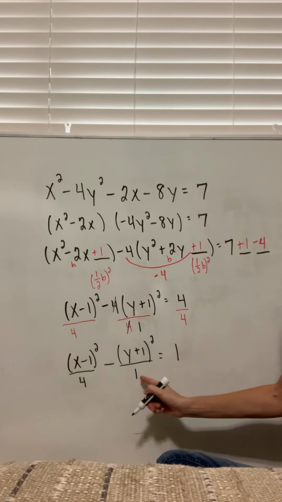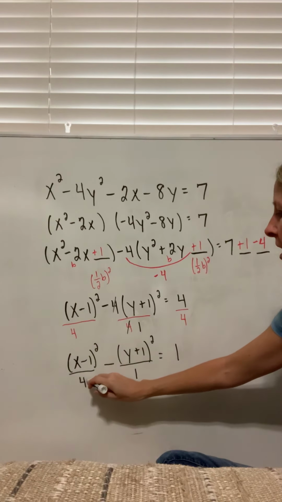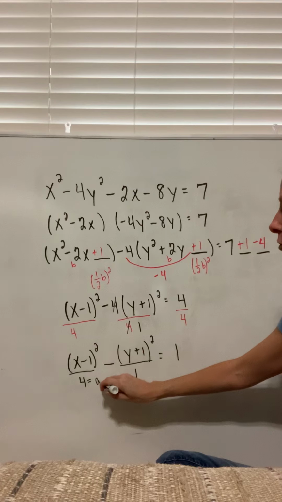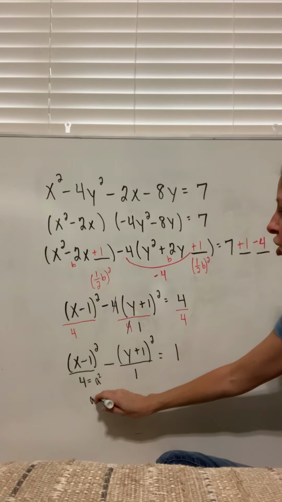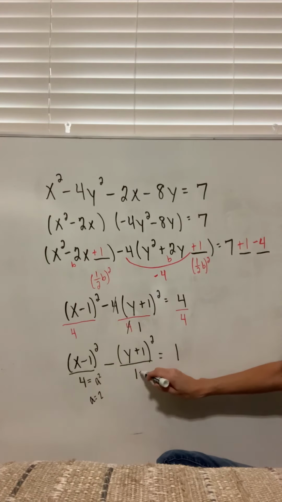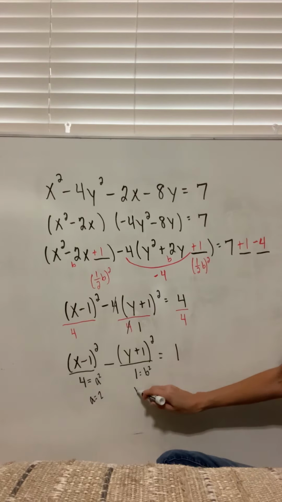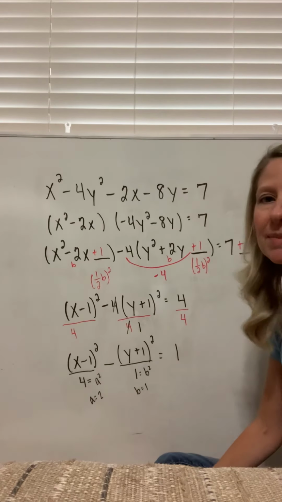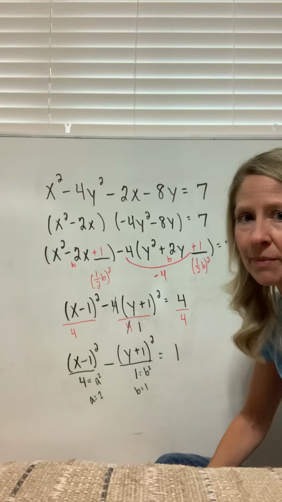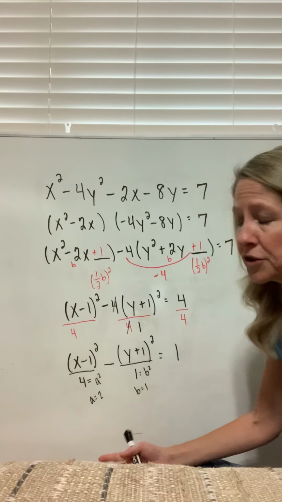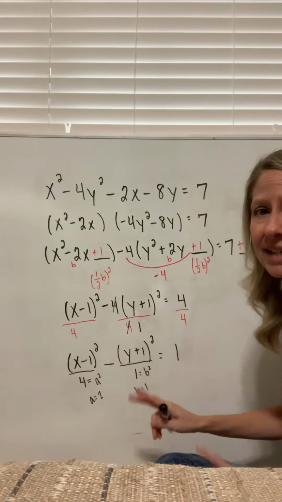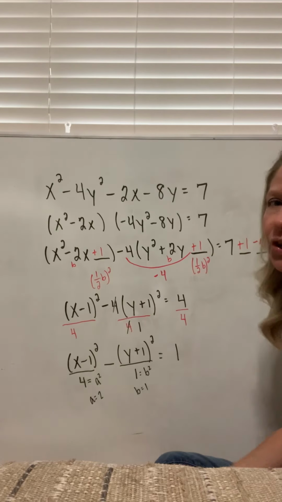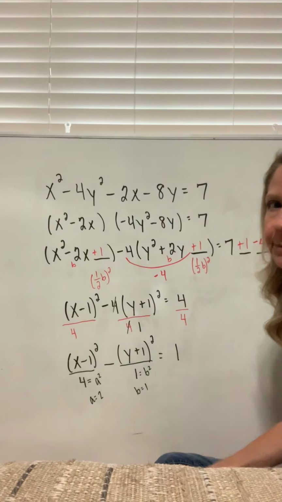But here's why I left the 1 here. I want to make sure you understand. In the hyperbola, the 4 would have been your a squared, so a is 2. The 1 would be your b squared, so b is 1. And I say that because if you didn't write the 1, then you may go back and think, well, what's the b value? The b value is that 1, because technically that's the denominator, even though we usually don't write a 1 in the denominator.